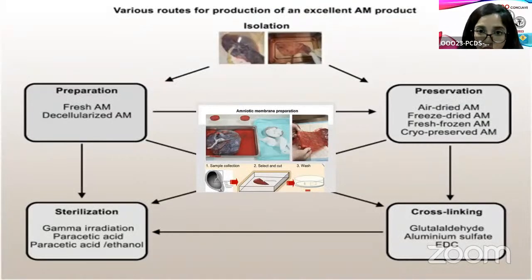How is it isolated and preserved? It is taken freshly and then washed to remove all of its clot. It is preserved as a fresh amniotic membrane, or as a decellularized amniotic membrane. It is sterilized using gamma irradiation, peracetic acid, or ethanol.